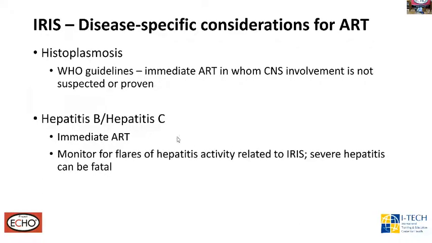And hepatitis B or C, we'll still try treatment immediately. But one of the things we have to monitor would be for flares of hepatitis activity related to IRIS. Severe hepatitis can occur and can be fatal. We had one such case. We've had a couple of cases of IRIS where the enzymes went up by about 4 or 5 times. This person went up by about 100 times. And he unfortunately died from massive fulminant hepatitis. Unfortunately, that was one case about 8 or 10 years ago. In fact, we haven't seen another case like that since.